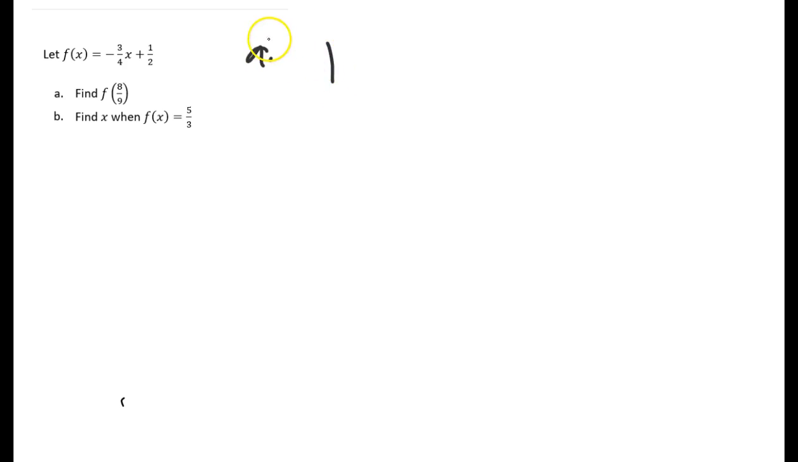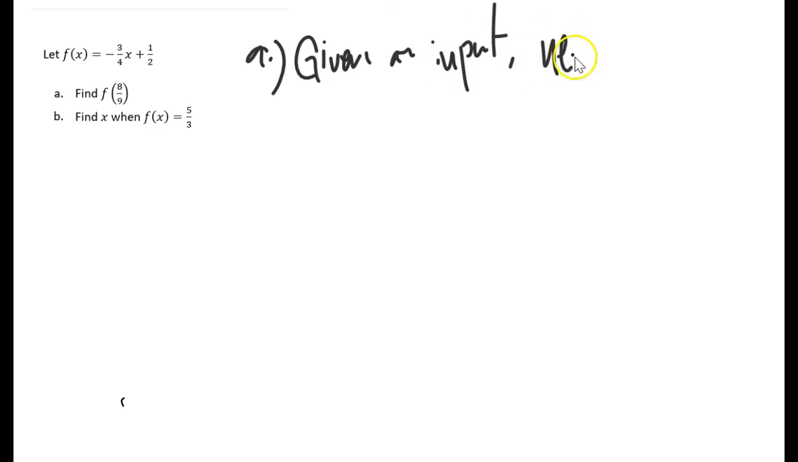So for A, we have here something inside of our notation, right? Instead of an x, I have 8/9. That means that everywhere I see x in my equation, I replace it with 8/9. Here we are given an input and we need to find the output.